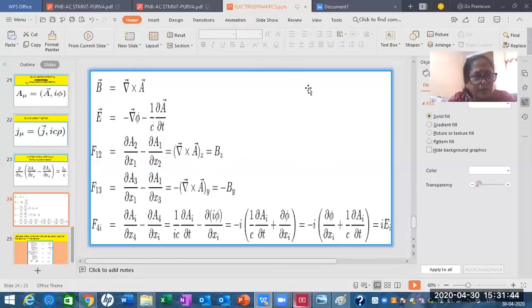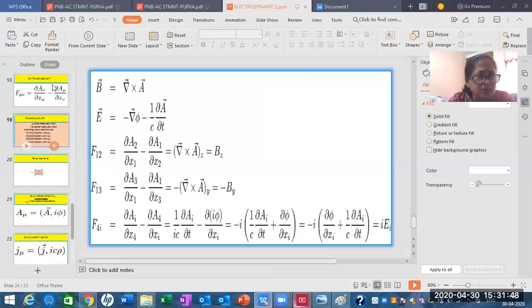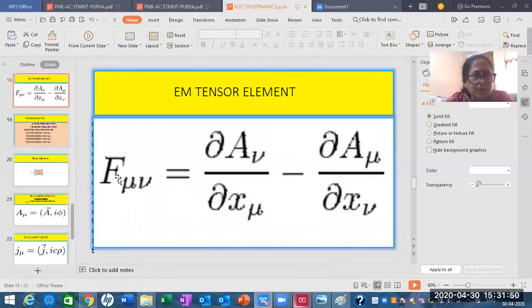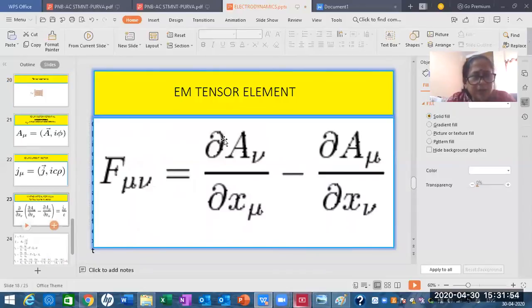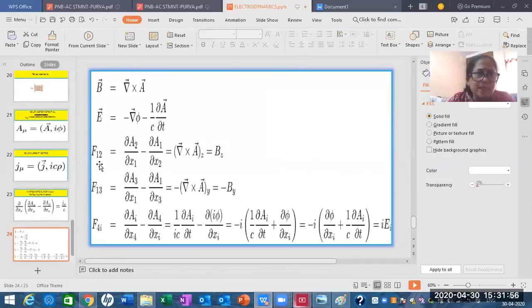So one by one we can calculate. For example, we'll start from the equation. So you start from this. Okay. So what do I want to calculate? So I want to calculate, let us say, F12. Okay. So start from that equation. What was the equation? Just now I showed you. Just a minute. So I want to calculate F12. Just a minute.